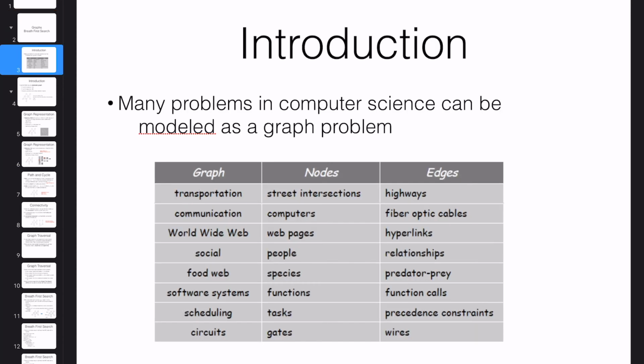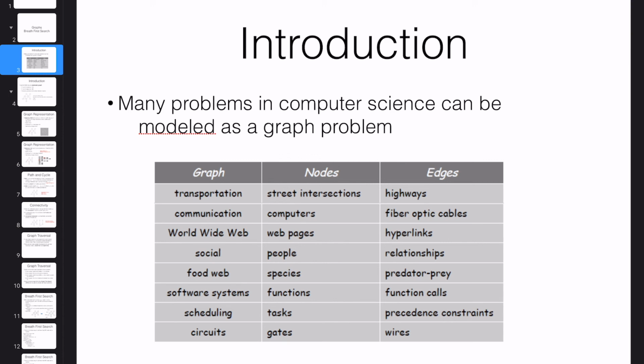But why do we care about graph algorithms? Many problems in computer science can be modeled as a graph problem. For example, in social media, the people are modeled as nodes, and their relationships with each other, for example, David is friends with Jack, can be considered as edges. Or the whole World Wide Web: different pages are the nodes, and the hyperlinks between them are the edges.